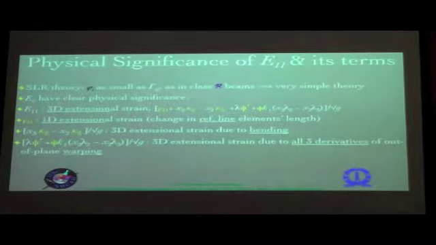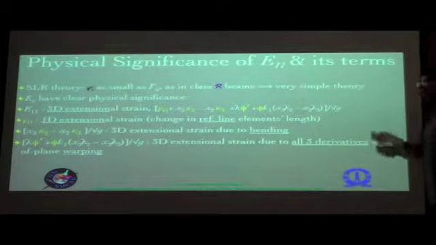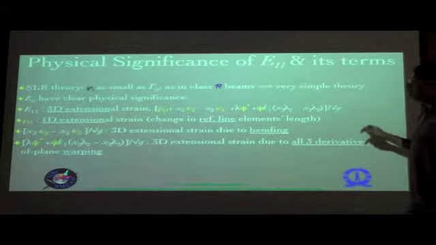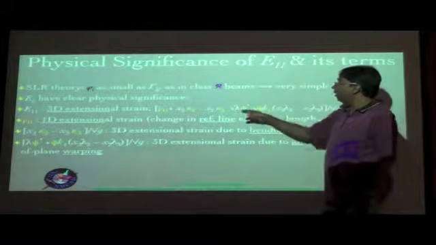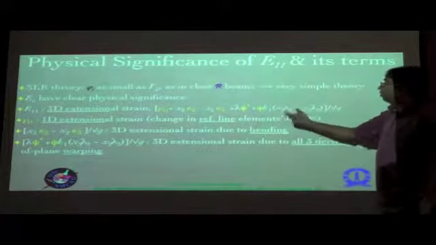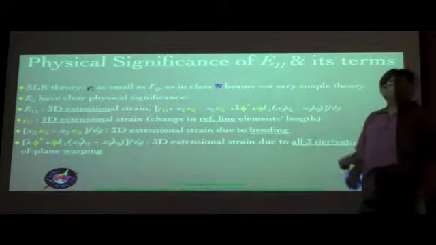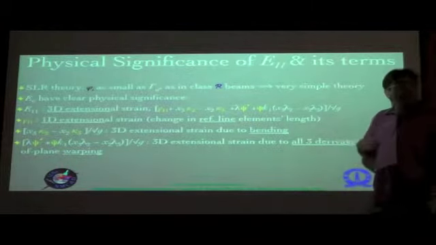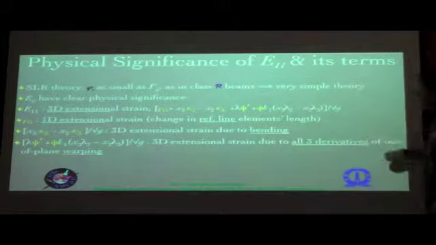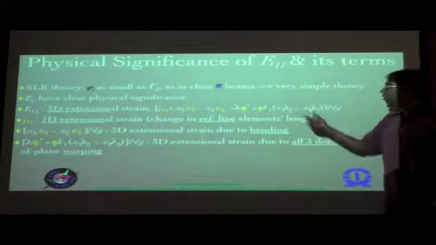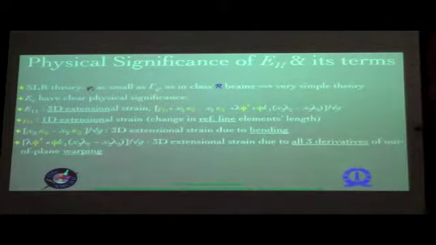So the 3D extensional strain due to all the 3 derivatives of the out of plane warping. In this example, of course, we are dealing only with out of plane warping, W1, but you see that the contributions are there from all the 3 derivatives. For example, this term involves a prime, which means that it's a derivative with respect to x1. This involves a lambda 2, which means it's a derivative of the warping with respect to x2. And this is lambda 3 multiplied by xi, meaning the derivative of w1 with respect to x3. So it basically involves the derivatives of the out of plane warping with respect to each and every one of the 3 spatial directions. All of them contribute.